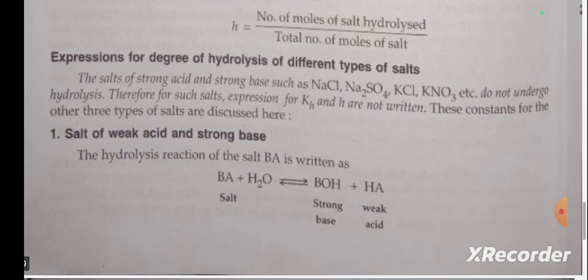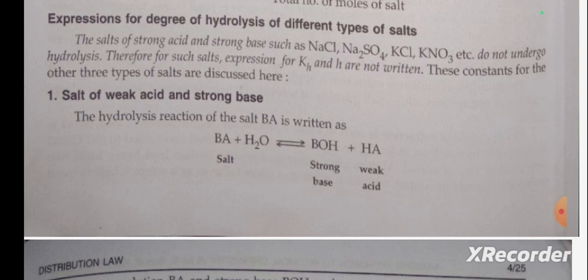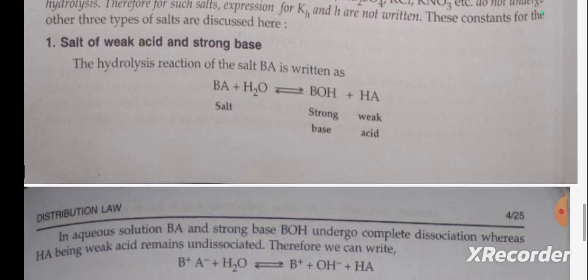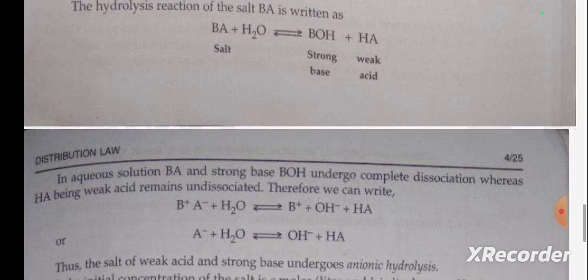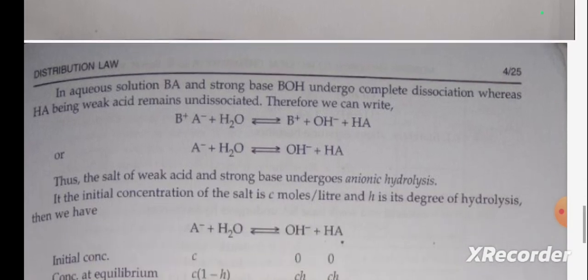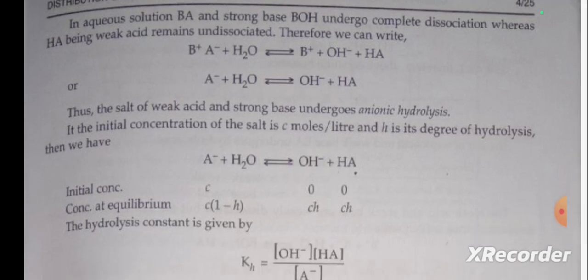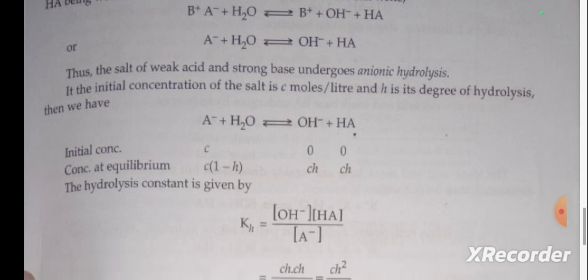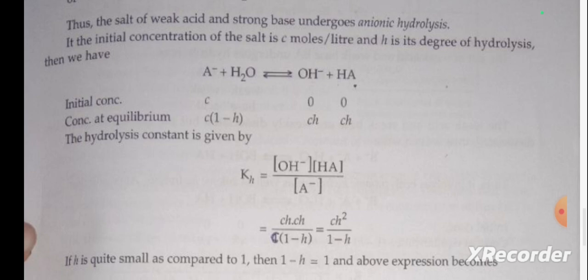Salts of a strong acid and a strong base, such as NaCl, Na2SO4, KCl, KNO3, do not undergo hydrolysis. Therefore, for such salts, expressions for Kh and h are not written. These constants for the other three types of salts are discussed here. Salt of a weak acid and a strong base. The hydrolysis reaction of salt BA is written BA + H2O gives BOH + HA. In aqueous solution, BA and the strong base undergo complete dissociation, whereas HA, being a weak acid, remains undissociated. Therefore, we can write BA + H2O gives B+ + OH- + HA, that is, A- + H2O gives OH- + HA. Thus, the salt of a weak acid and a strong base undergoes anionic hydrolysis.